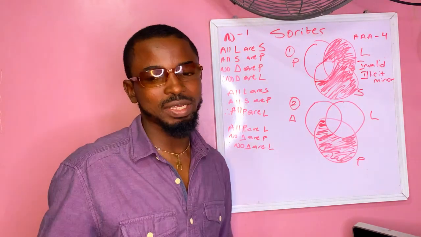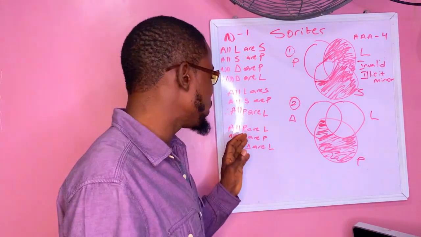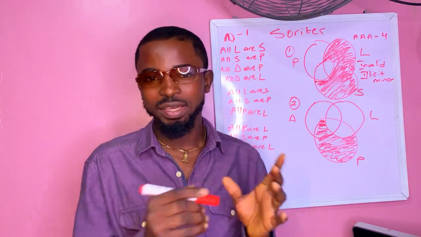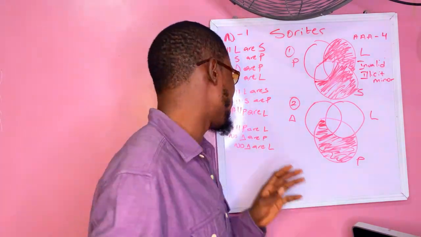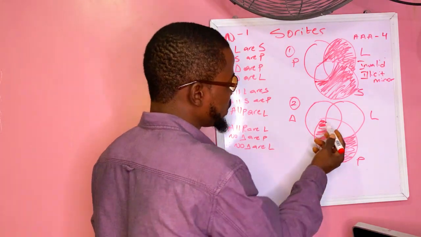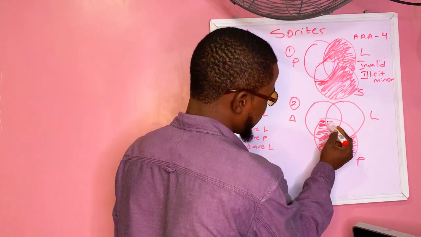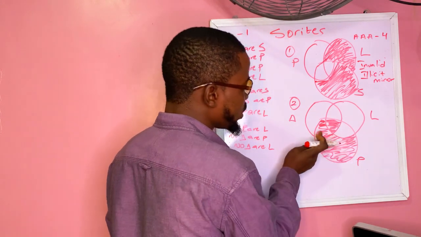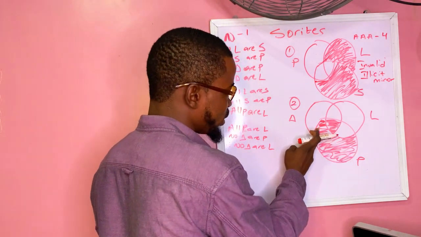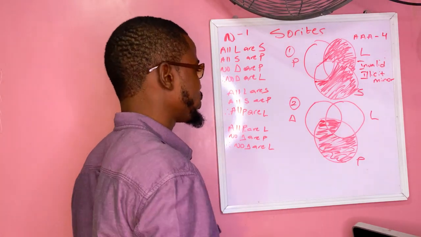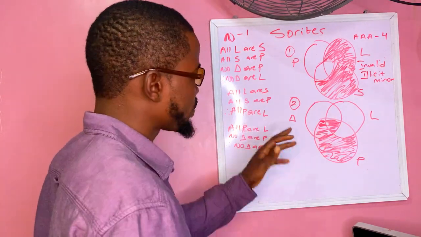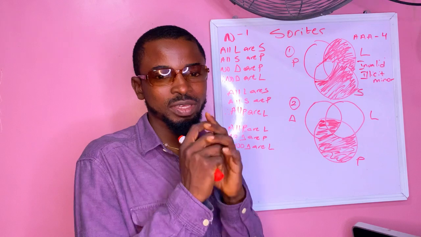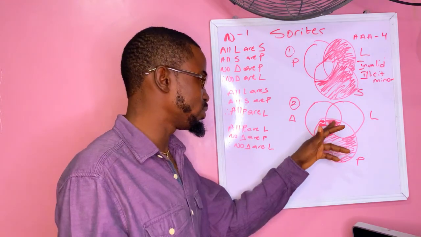If they say no D are P, you just have to look for anywhere D and P are coming together, and shade it off to indicate that it is empty because no D are P. So D and P are coming together here. So I'm shading this place off to indicate that it is empty. D and P also come together in this place, but that place has already been shaded off, so there's no point in shading it again. So no D are P. That means any D that is a P is a lie. That place is empty.